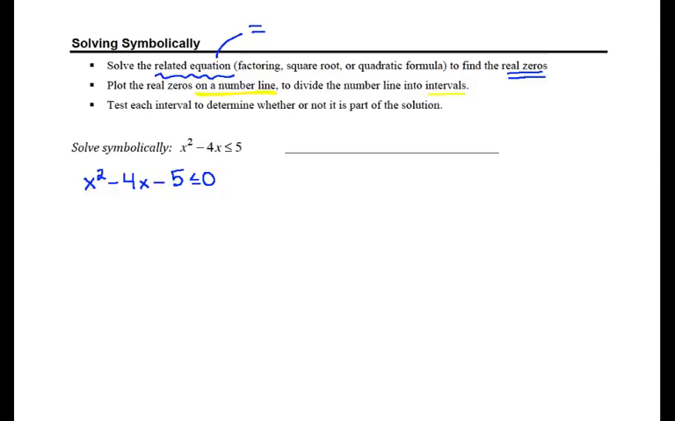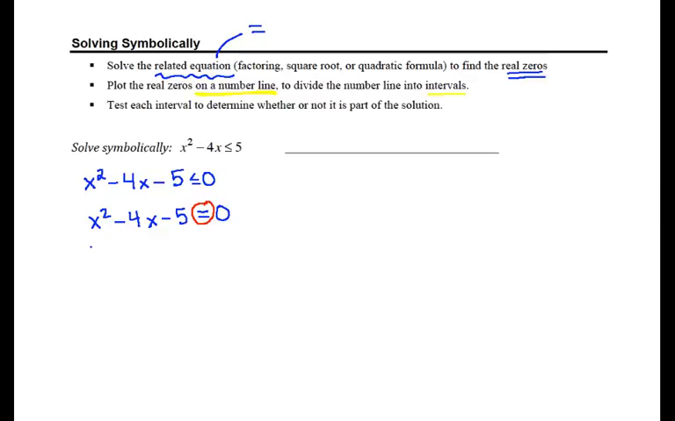Then I'm going to change it to an equation, which means I'm changing my inequality symbol to an equals. This is just so that I can find the zeros and mark them on a number line. I can use whatever method for solving quadratic equations seems appropriate.